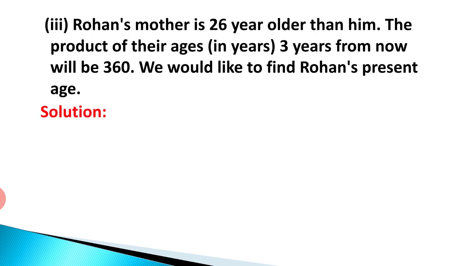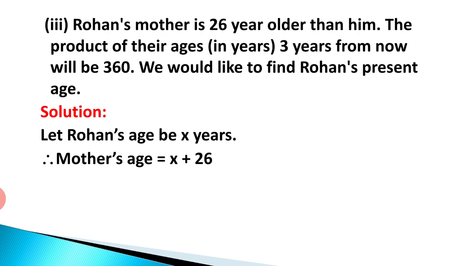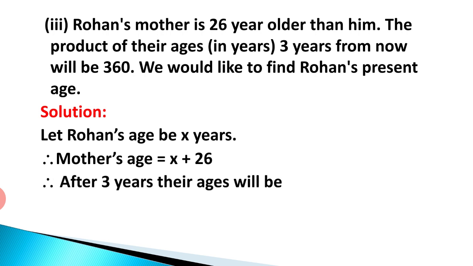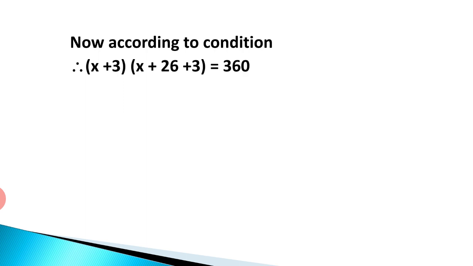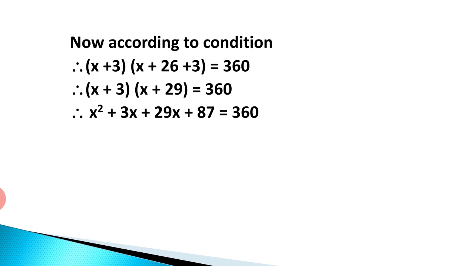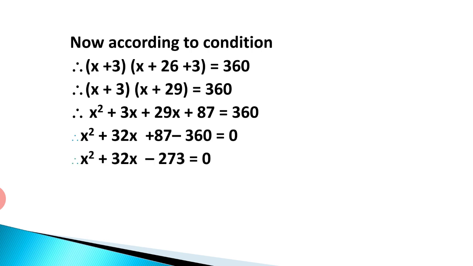Now the solution for this example: let Rohan's age be x years, mother's age will be x plus 26. After 3 years their ages will be x plus 3, and x plus 26 plus 3. So naturally according to the condition we have (x plus 3) into (x plus 26 plus 3) is equal to 360. Simplifying, you get x square plus 32x plus 87 minus 360 is equal to 0. Once more simplification, so x square plus 32x minus 273 is equal to 0. Are you getting? So again you get a quadratic equation.